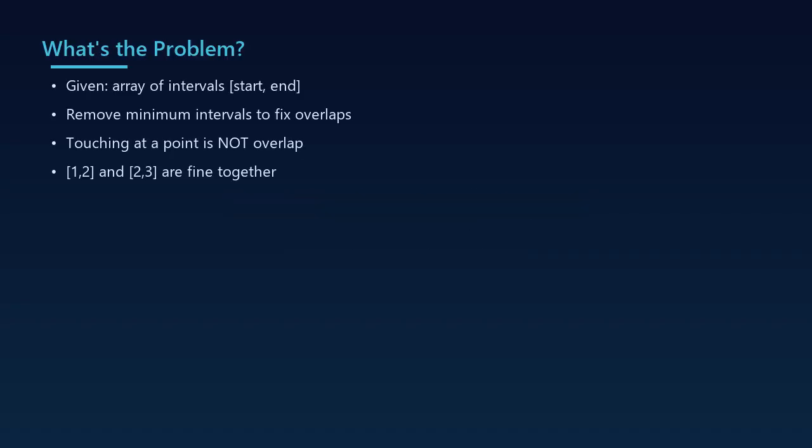The problem: you are given an array of intervals. Each one has a start and end. Some of them overlap. Find the minimum number of intervals you need to remove so that the remaining ones have zero overlaps. Important detail: intervals that just touch at one point are fine. 1 to 2 and 2 to 3 are not overlapping. 1 to 3 and 2 to 4 are overlapping.